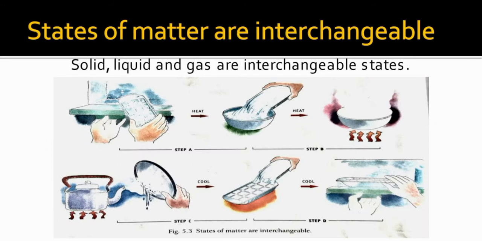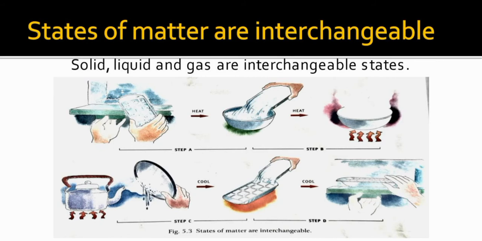Now, we will study that states of matter are interchangeable. The states of matter can be changed. For example, if we talk about ice, ice is in which state? It is present in the solid state. But when we heat that ice, or when we take out the ice cubes from the refrigerator, the temperature of the surroundings increases and the ice starts melting and it changes into water. Means on heating ice, it changes its state from solid to liquid and ice changes into water.